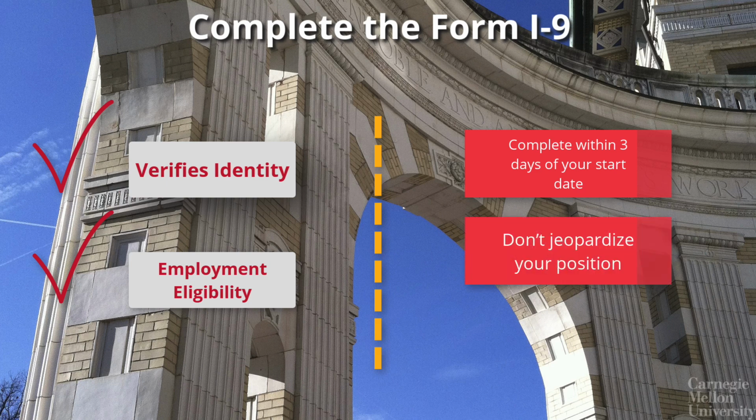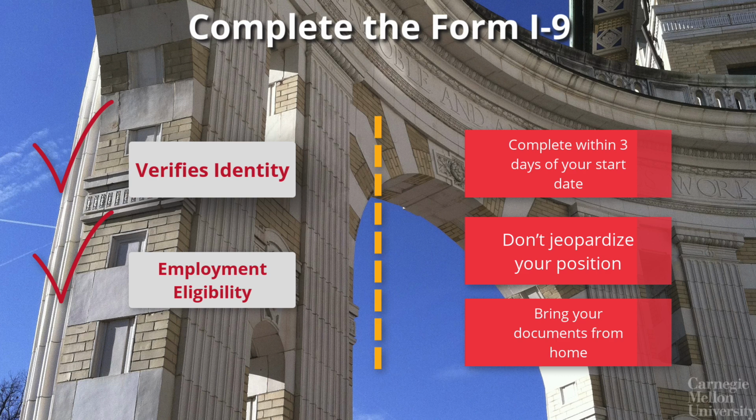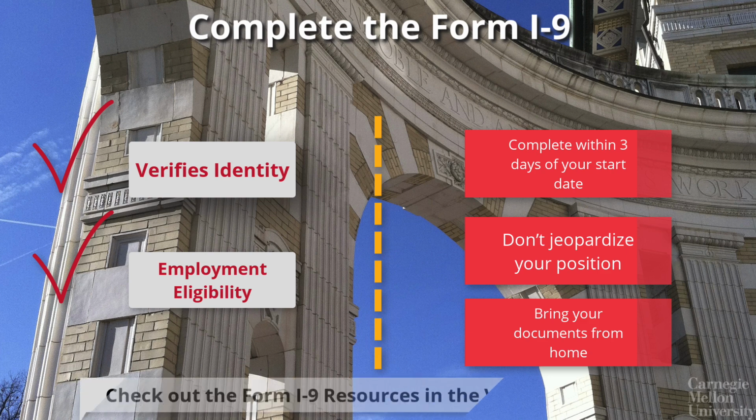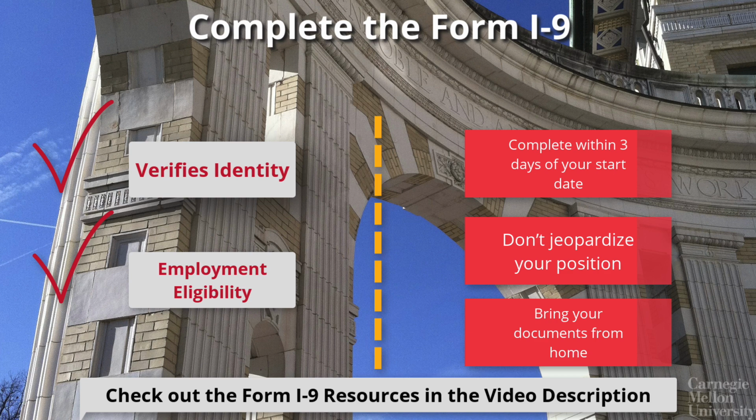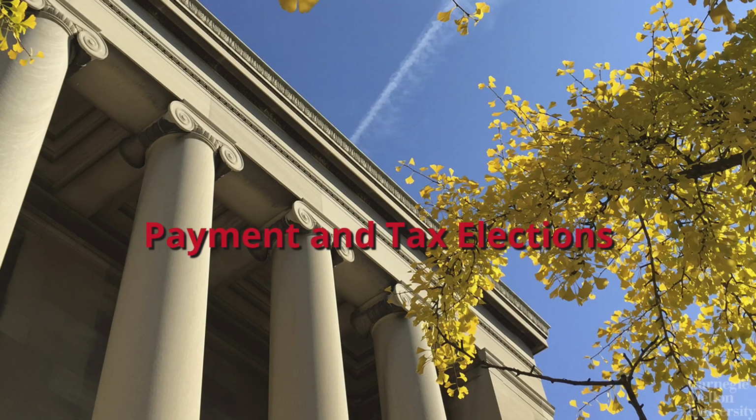To complete the Form I-9, you will need to present original copies of your employment authorization documents in person to Student Worker Services, so make sure to bring them with you from home. Completion of the Form I-9 can be challenging for student workers, especially international students. We highly recommend that you take time to review our Form I-9 instructional video and Form I-9 page before getting started.